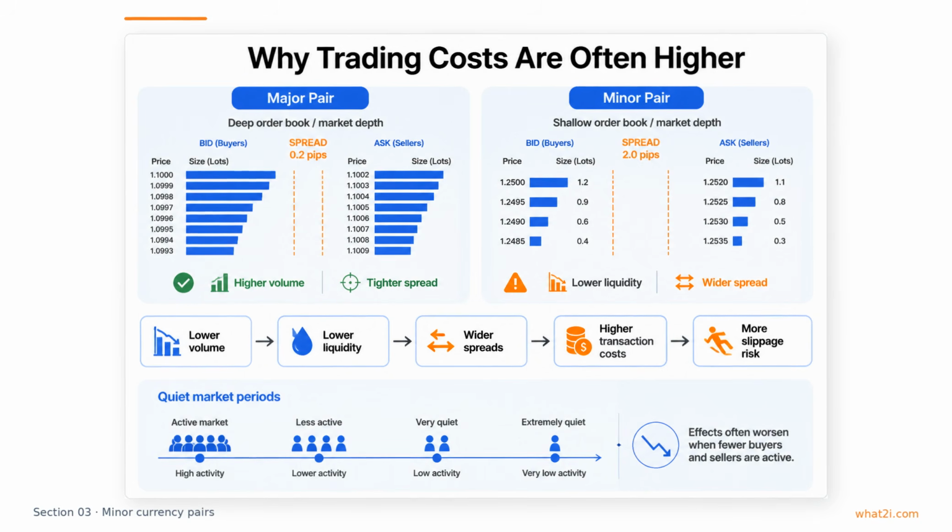Lower liquidity can also increase slippage, especially during quiet sessions or around news. In other words, the cost of getting in and out is often less efficient. That does not mean minor pairs should be avoided, but it does mean execution deserves more attention.